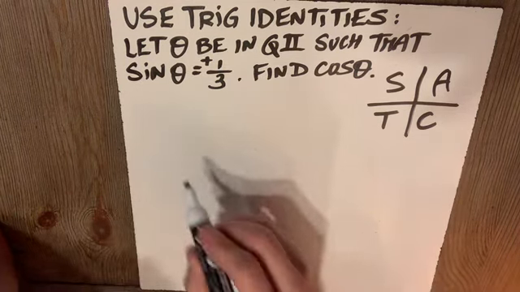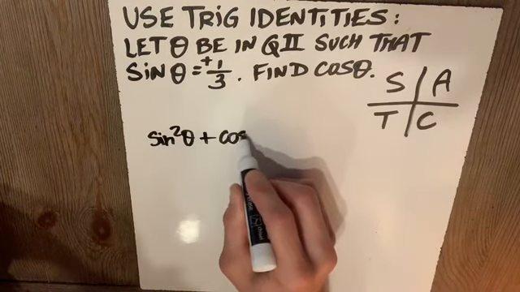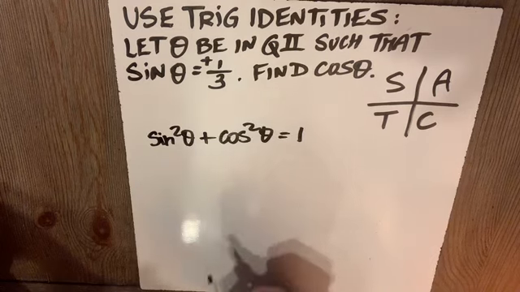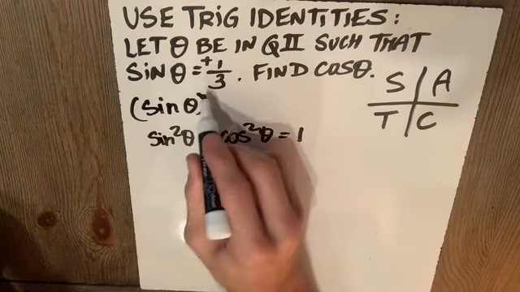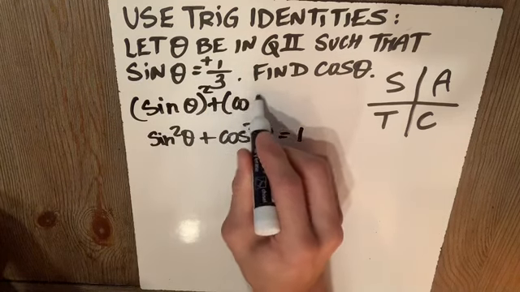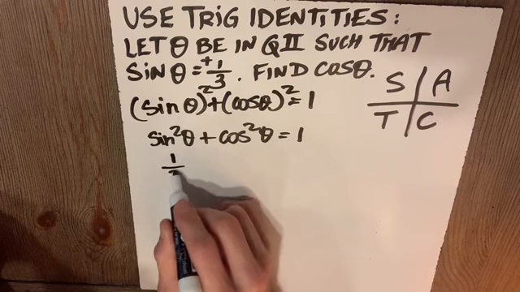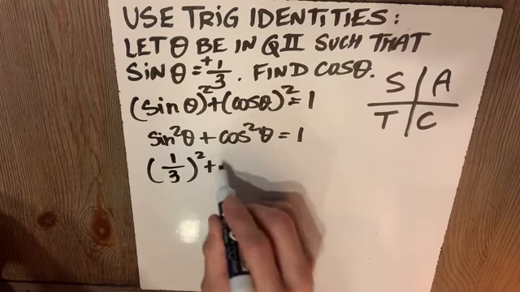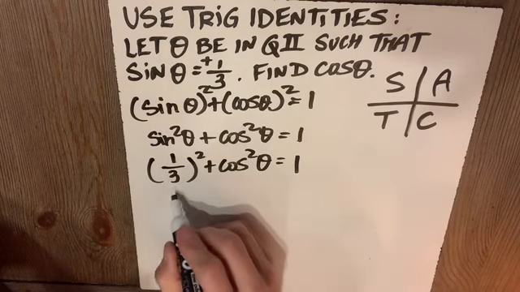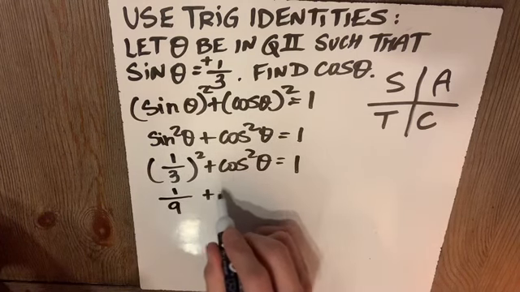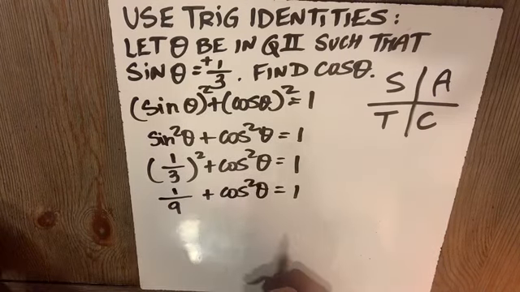Oh yeah, I remember. Sine squared theta plus cosine squared theta equals 1. And remember, we write it like that, but it really means the whole thing squared. So this is 1/3 squared plus cosine squared theta equals 1, which means 1/9 plus cosine squared theta equals 1. That's 1/3 times 1/3 gives us 1/9.